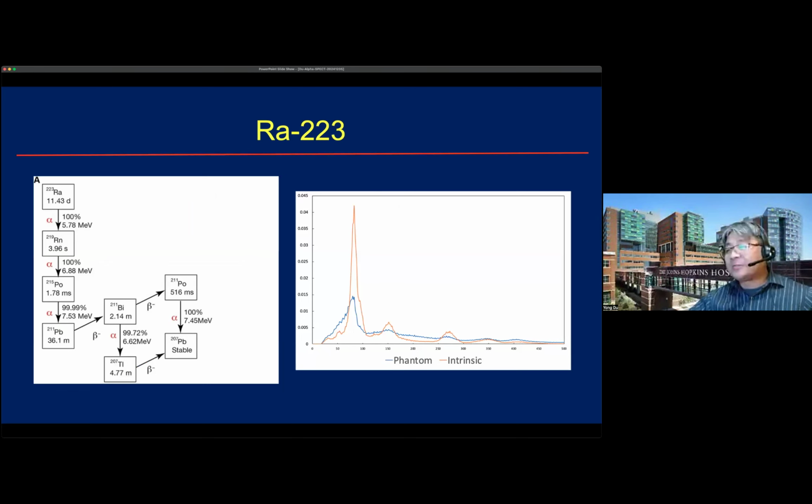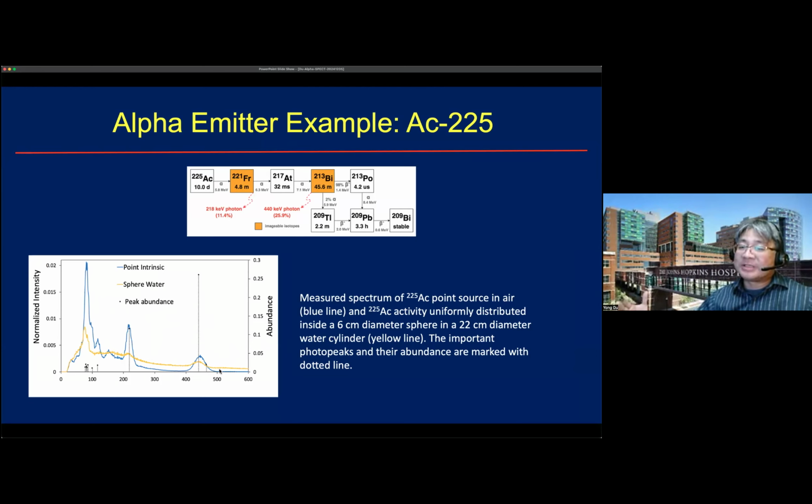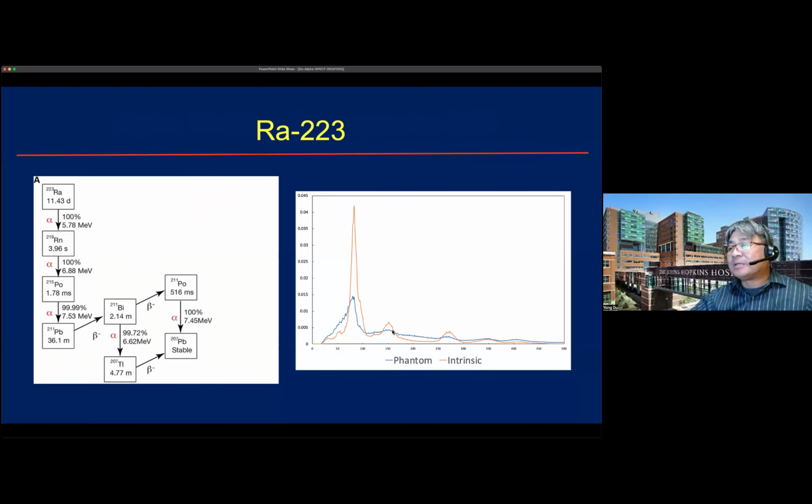However, when they put the activity in the sphere in the water cylinder, we can see that due to scatter, those peaks are quite overwhelmed by the scattered photons. And there's also a contribution here from the high energy photon downscatter. We can see there's significant scatter and downscatter contamination, and the images are going to be of really poor quality. Similar here: without scatter, the peaks are easily identifiable, but with scatter and downscatter, the peaks are basically overwhelmed by the scattered photons.